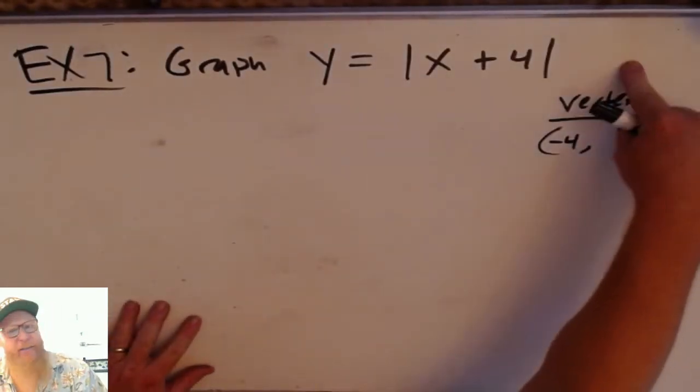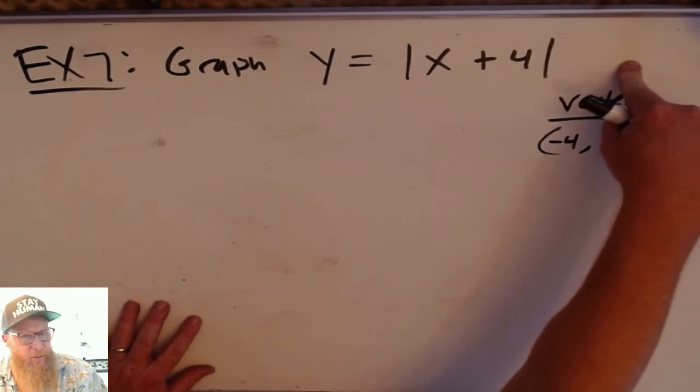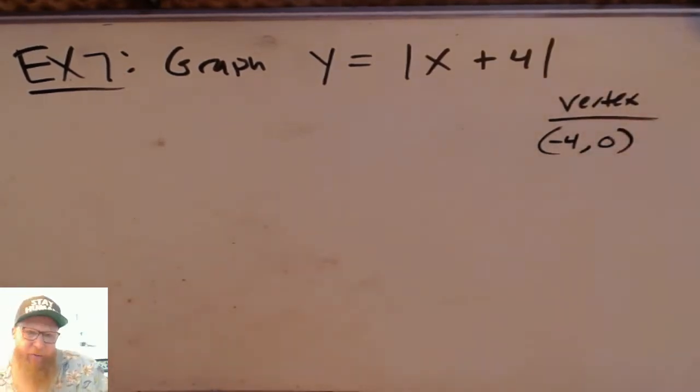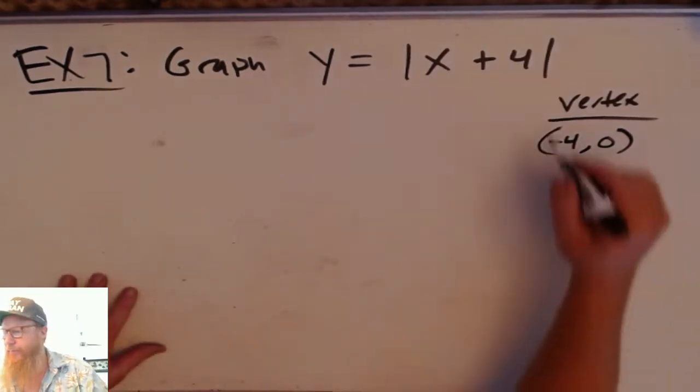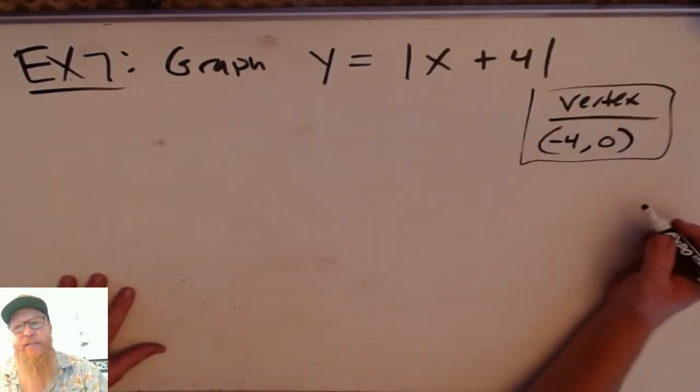It doesn't look like there's a vertical shift, so that means it's 0. If there is no vertical shift, that means that there is none. None is 0. There's your vertex.